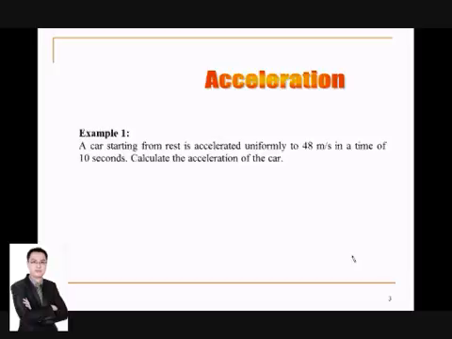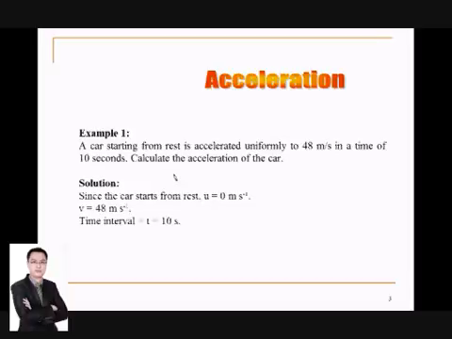So how do we apply this formula? Let's take a look at example 1. I have a car starting from rest. It is accelerated uniformly to 48 meters per second in a time of 10 seconds. Calculate the acceleration of the car. We write down all the information given. The initial velocity, u, is 0 meter per second. The final velocity, v, is 48 meter per second. Time taken is 10 seconds. Substituting in the values, you get the acceleration as 4.8 meter per second square.